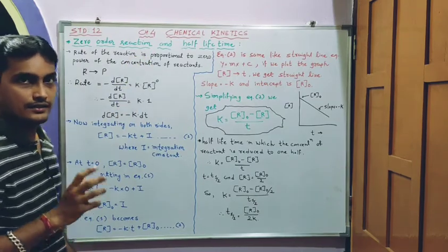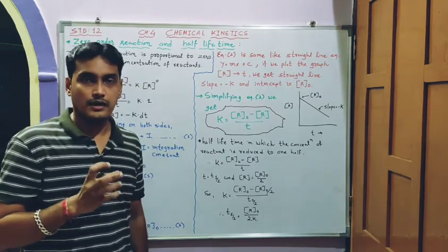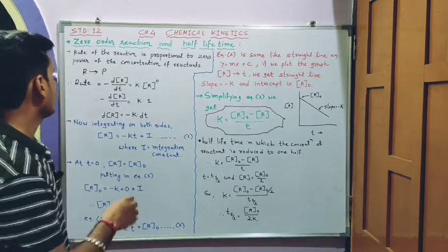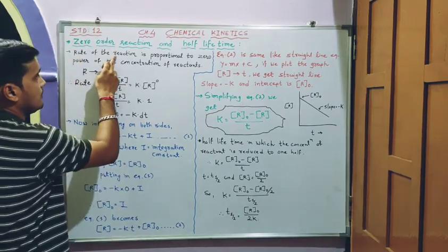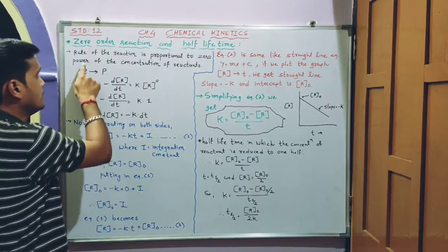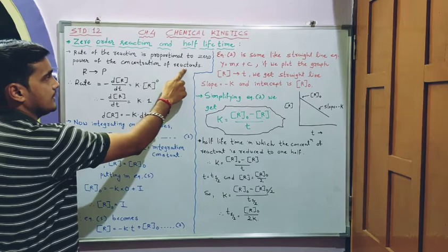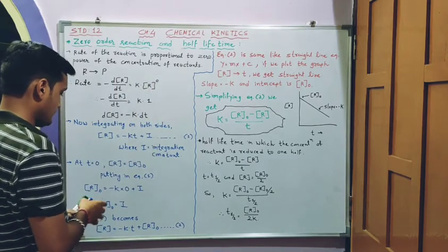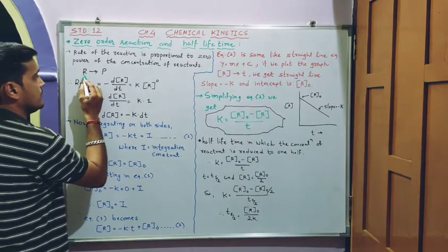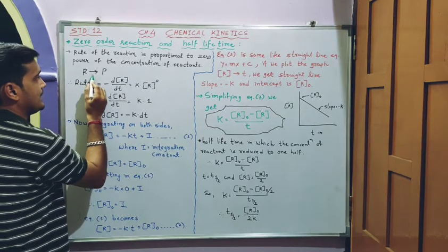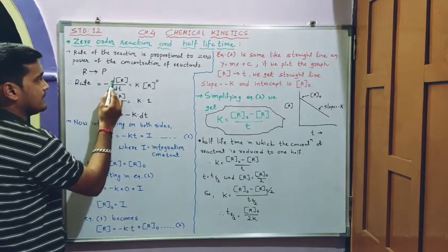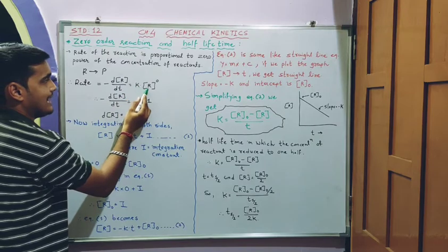What do you mean by zero order? The power of concentration is raised to 0. The rate of the reaction is proportional to 0 power of the concentration of the reactants. Means in this example we are supposed to take normal reaction R tends to P. The rate is written as minus dR by dt is equal to K into R.